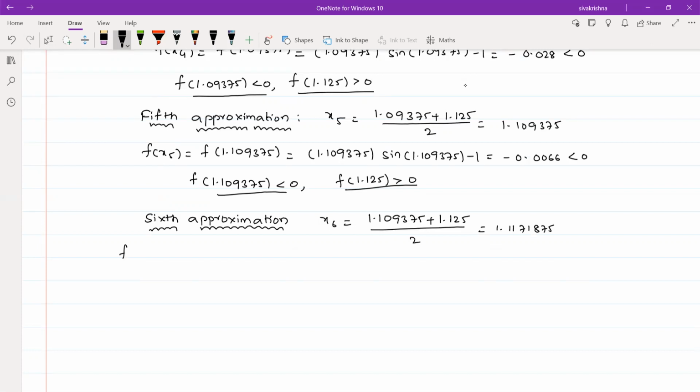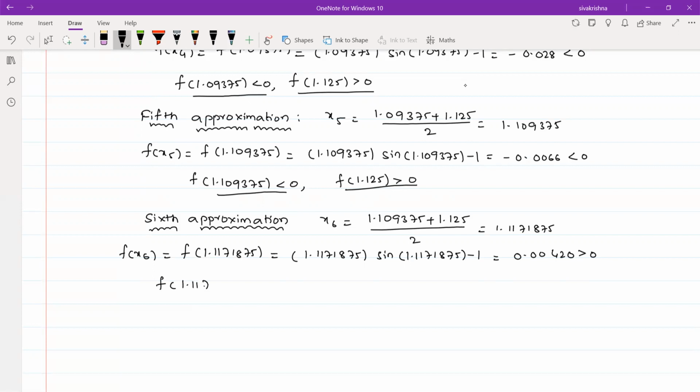Immediately after getting the sixth approximation, we have to calculate f of x6. That is f of 1.1171875. We substitute this value in the given equation, that is 1.1171875 into sine of 1.1171875 minus 1. This value is equal to 0.00420, which is a positive value. So f of 1.1171875 is a positive value.